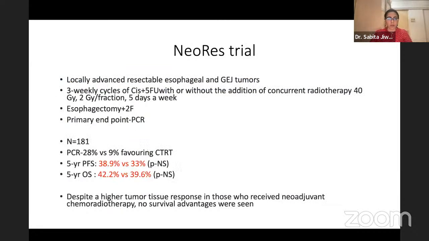NeoRes trial, another one, which looked at 3-weekly cycles of cisplatin and 5-FU with or without the concurrent addition of radiotherapy at 40 gray. And all patients underwent esophagectomy with two-field lymphadenectomy. The primary endpoint in this was a very soft endpoint, not survival, but pathological complete response. And they saw that the 5-year progression-free as well as overall survivals were not statistically significant.